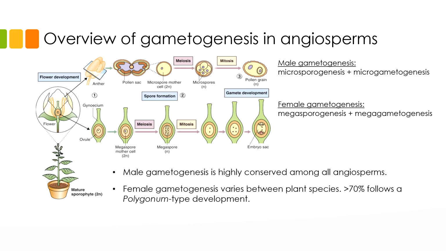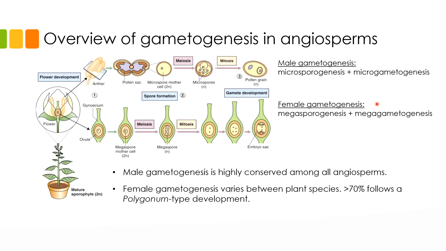An overview of gametogenesis in flowering plants shows us that both male and female gametogenesis involve spore formation and gamete development. These two processes are referred to as microsporogenesis and microgametogenesis in the case of male gametogenesis, and megasporogenesis and megagametogenesis in the case of female gametogenesis. Again, this is in reference to the relative sizes of the male and female gametes produced by these processes.